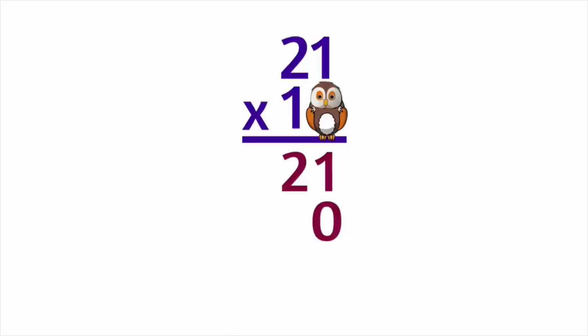What's next? Well, we multiply like we did before, except we are multiplying by this digit in the tens place. We multiply across 1 times 1. What is 1 times 1?